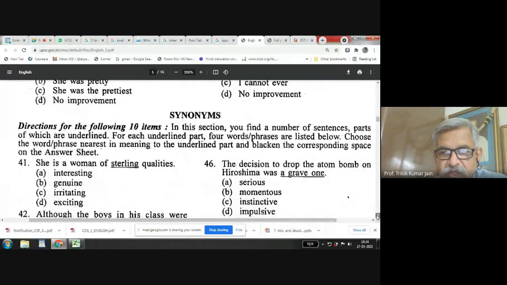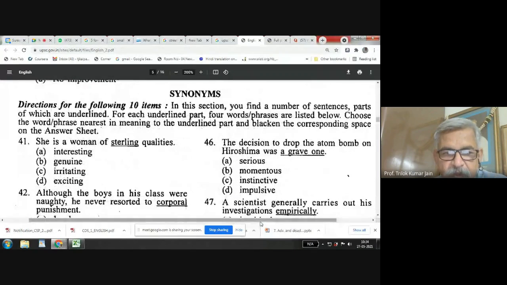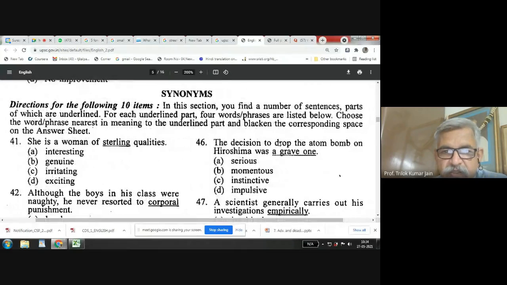Next part is synonyms. In this section, you will find a number of sentences, parts of which are underlined. For the underlined part, some words are mentioned. Choose the word nearest in meaning.